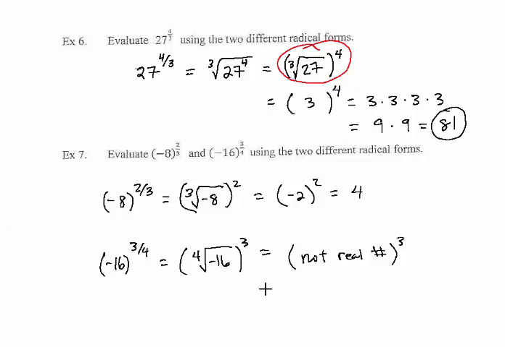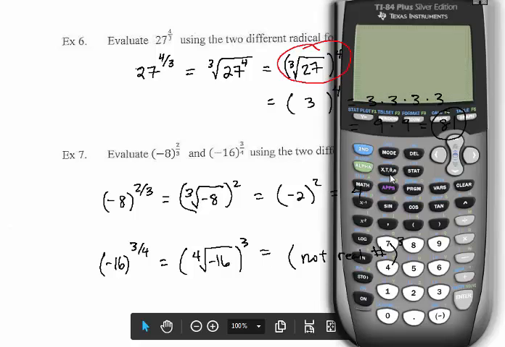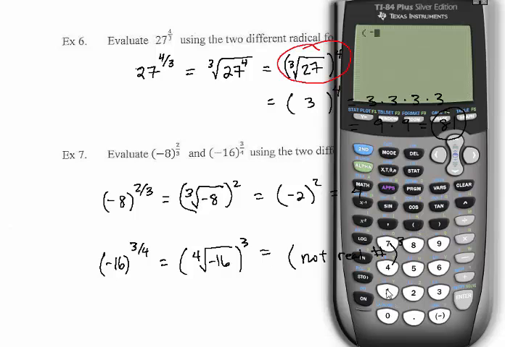If we stick this in our calculator, we can see what happens real quick. Let's see. Parentheses, -16 to the 3/4 power. You see, the calculator even tells you non-real answer. So we'll just hit quit.